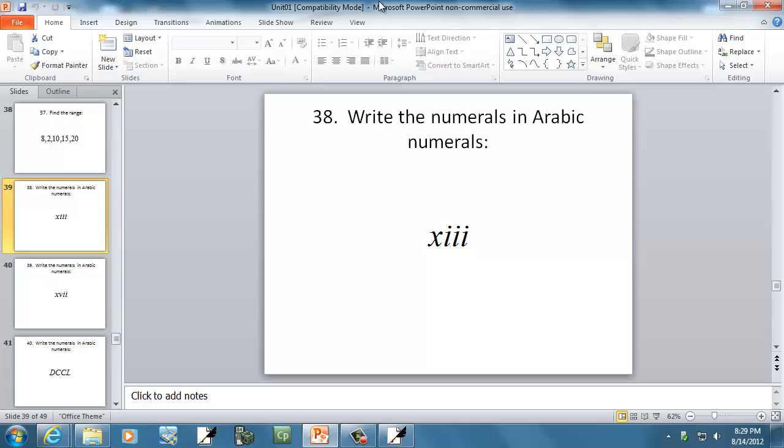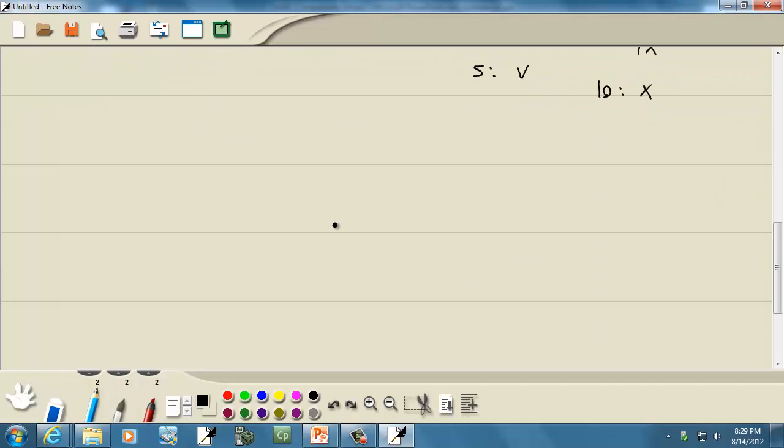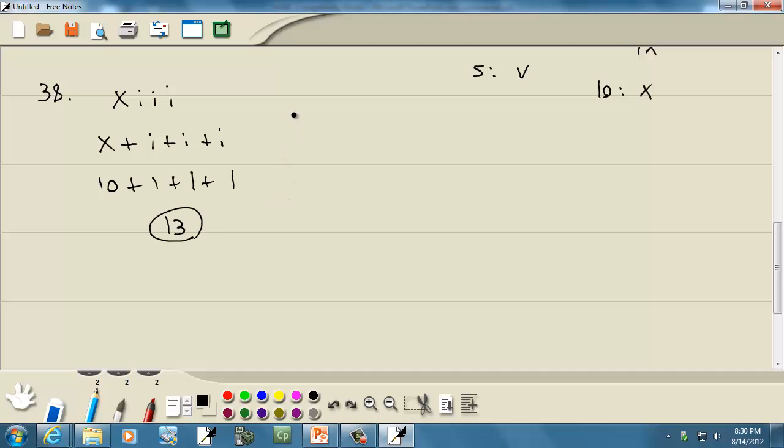So let's take a look at this problem. 38. X and then 3 I's. Well, the X is larger, so that's fine, and these are smaller than that. They're to the right, so we're fine. This is like saying X plus I plus I plus I. Well, X, if we look in that table, is 10, plus I is 1, and I is 1 there, and I is 1 there. So 10 plus 1 plus 1 plus 1 gives us 13. And that would be our answer in Arabic.